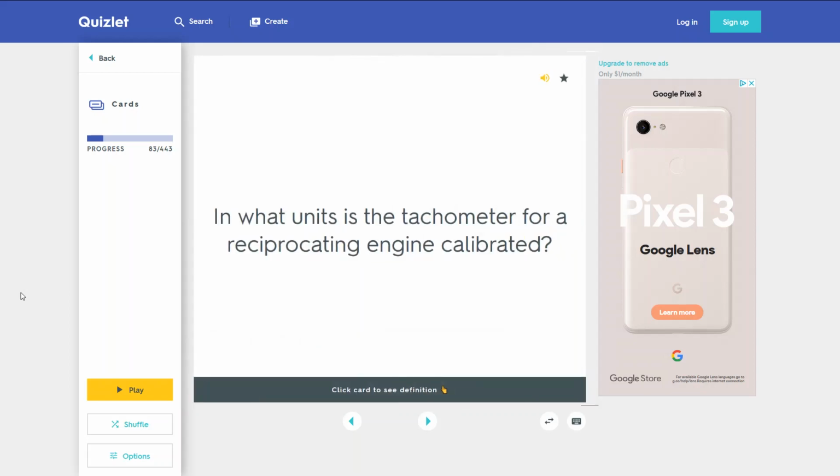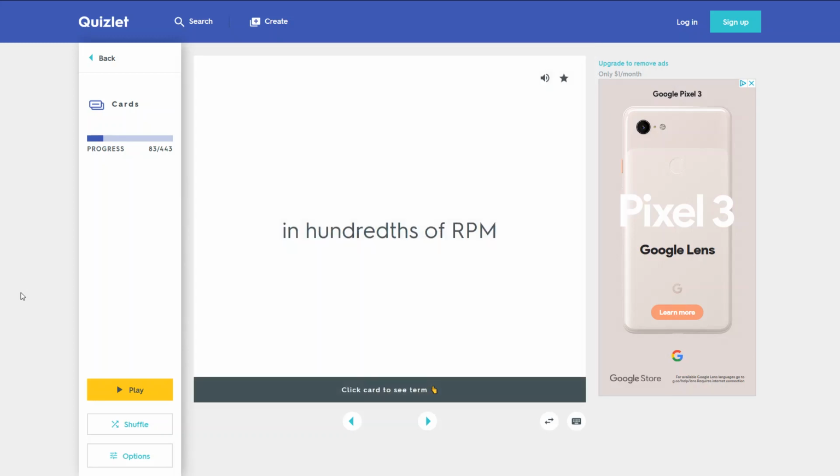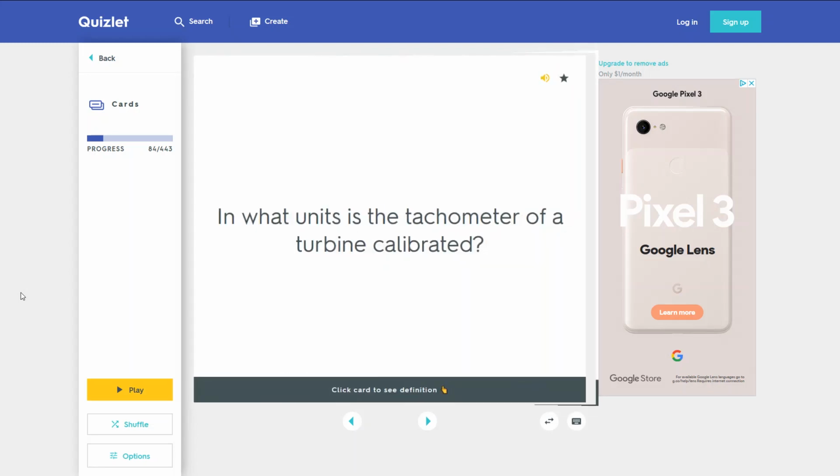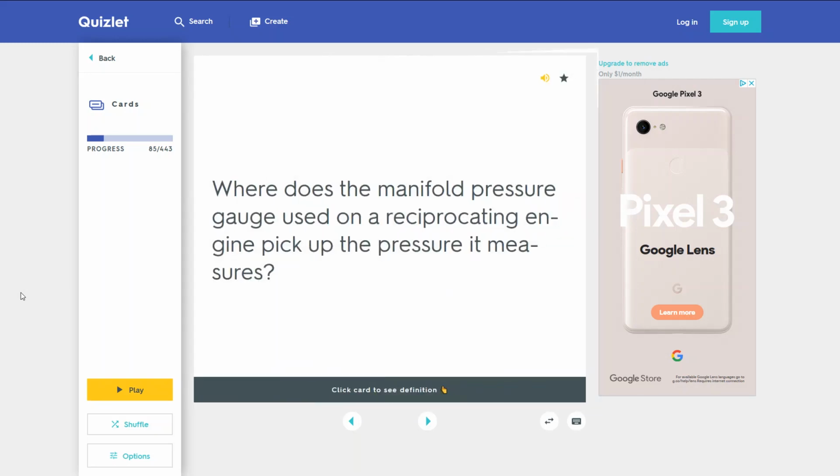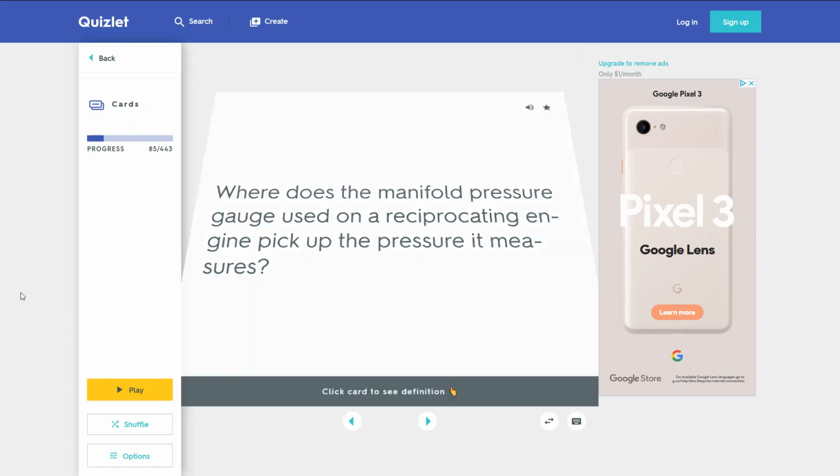In what units is the tachometer for a reciprocating engine calibrated? In hundreds of RPM. In what units is the tachometer of a turbine calibrated? Percent of the engine's rated takeoff RPM. Where does the manifold pressure gauge used on a reciprocating engine pick up the pressure it measures? Intake manifold.